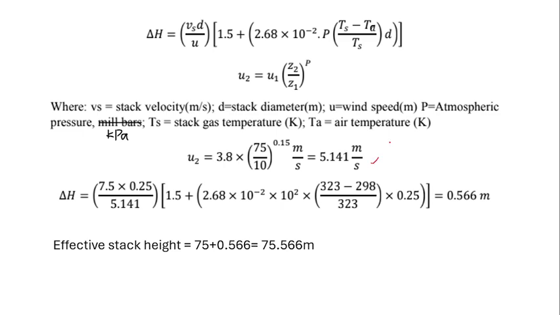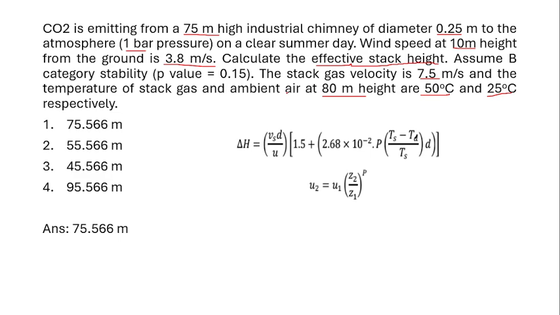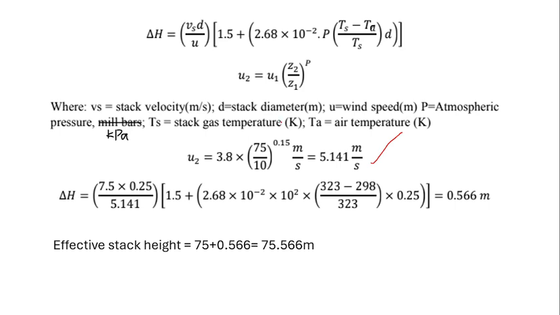It is determined using the U2. U2 is equal to U1 into Z2 by Z1 whole power P. So the P is given as 0.15, and then at the 10-meter distance, the wind velocity is 3.8 meter per second. It is already given. So we need to find the wind velocity at 75 meter. So we use this formula. U2 is equal to 3.8 into 75 divided by 10 whole power 0.15, which gives the U2 as 5.141 meter per second.